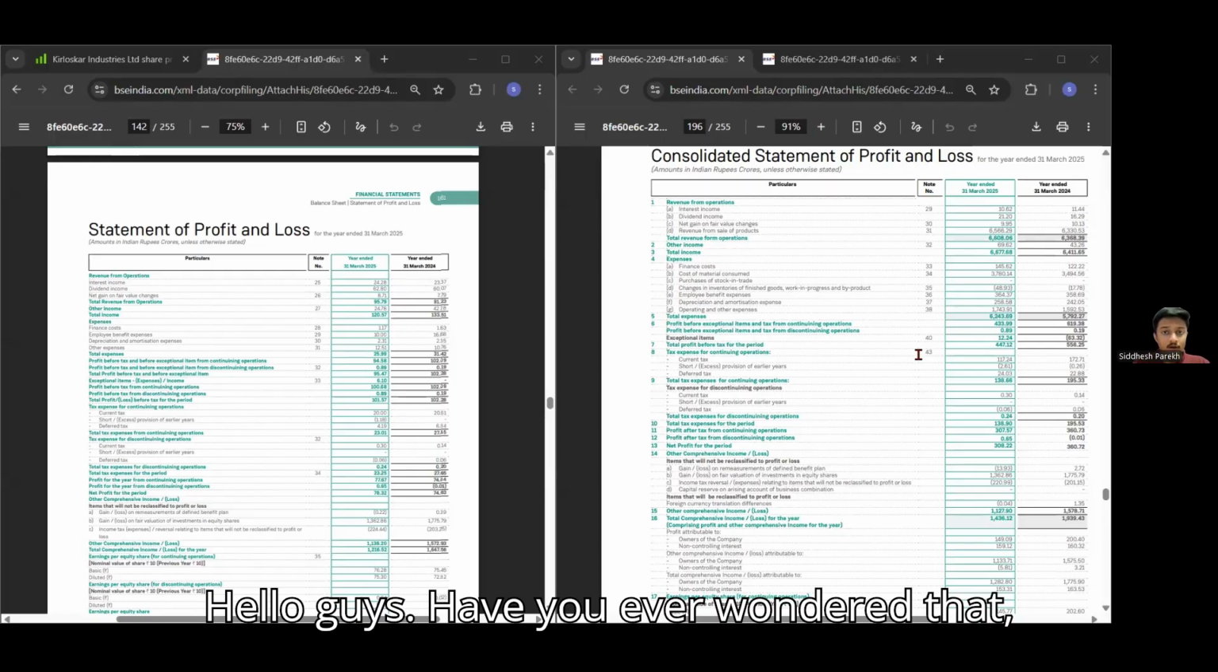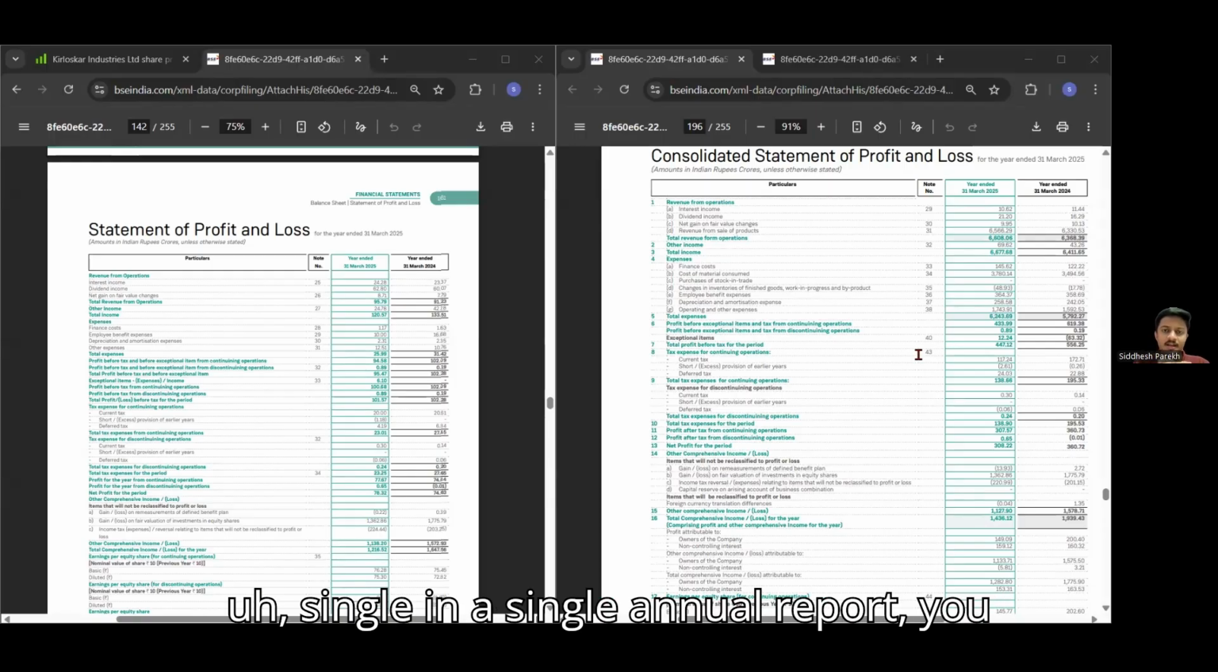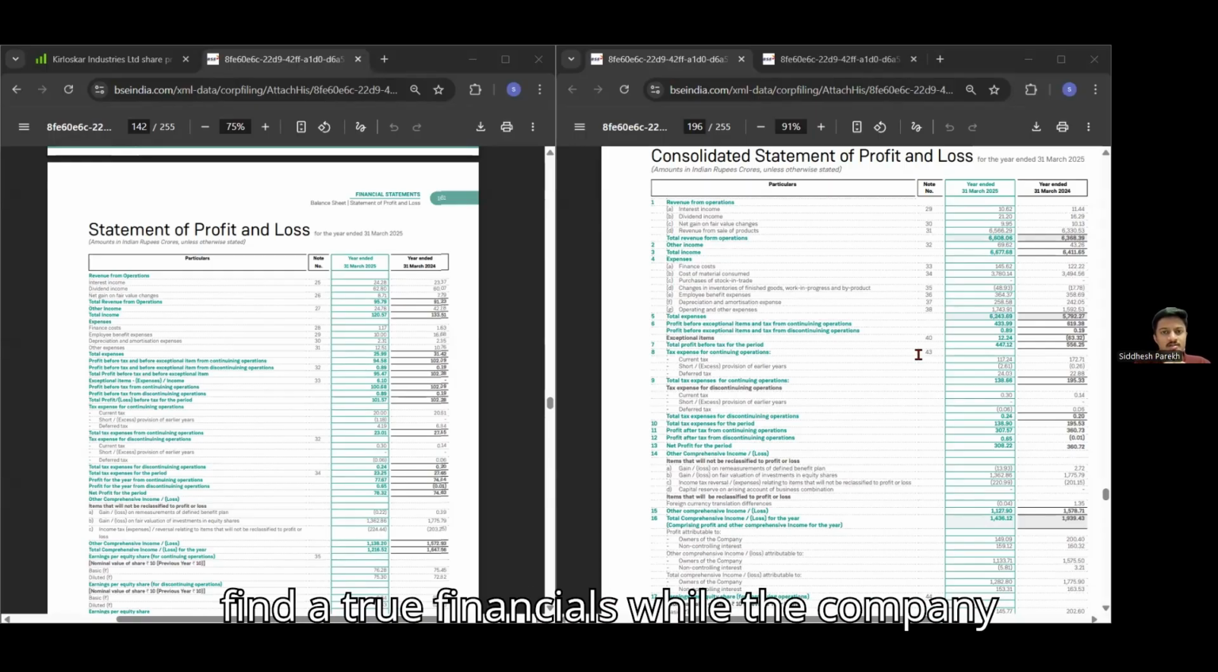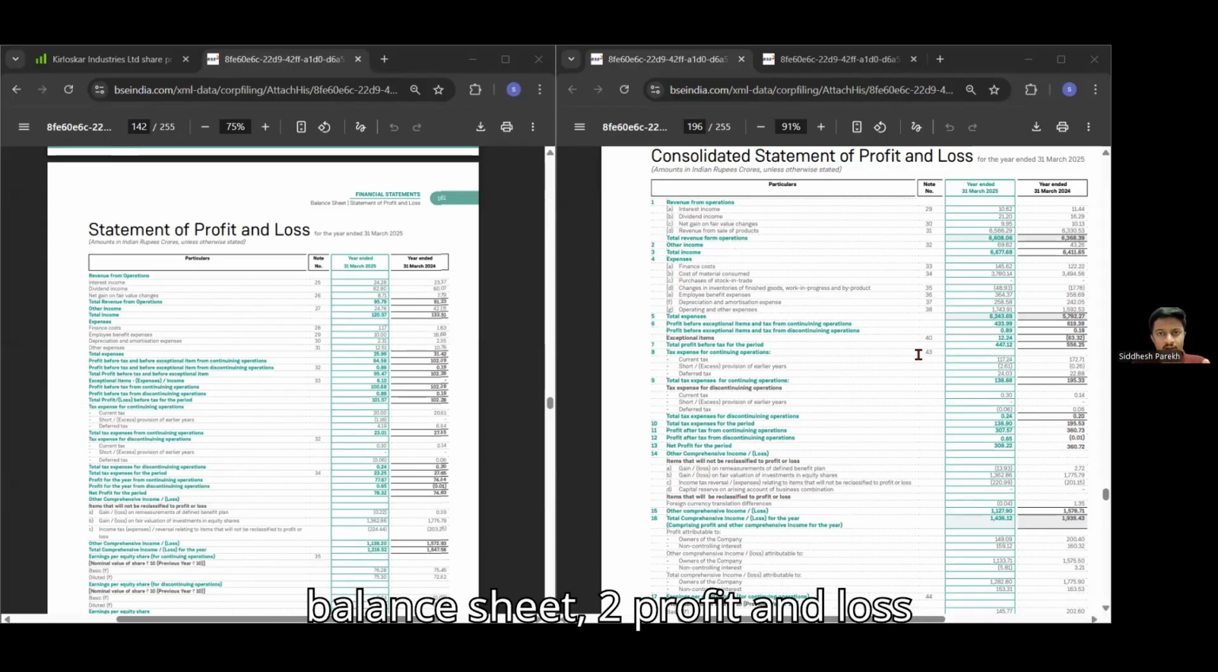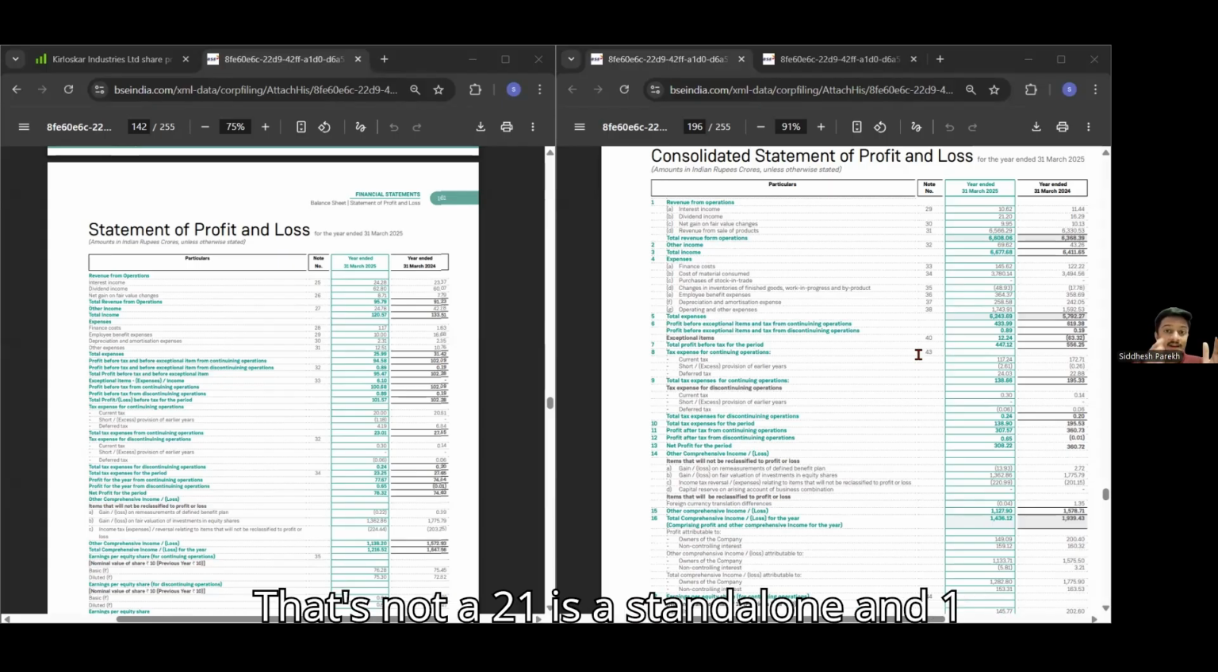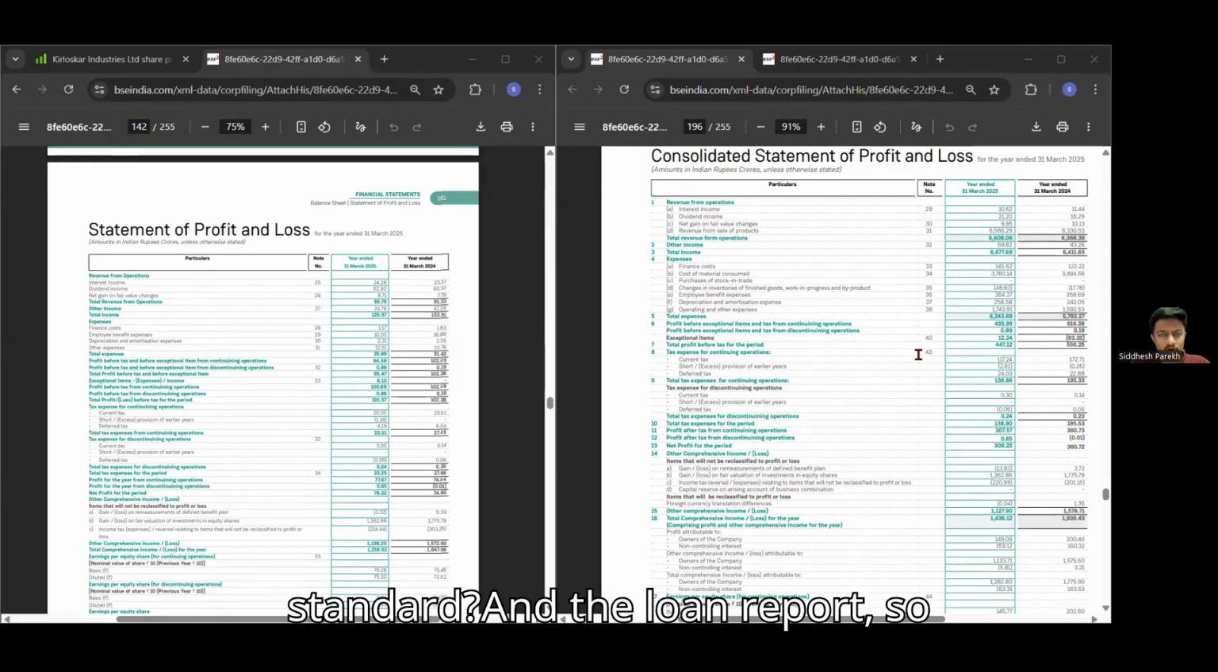Hello guys, have you wondered why in a single annual report you find two financials? Why does the company publish two financials, like two balance sheets, two profit and loss statements, two cash flow statements? One is a standalone and one is a consolidated. So what is this consolidated report and what is the standalone report?